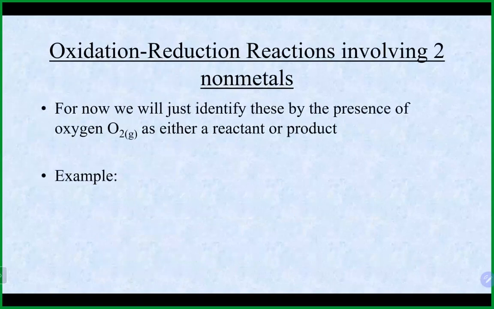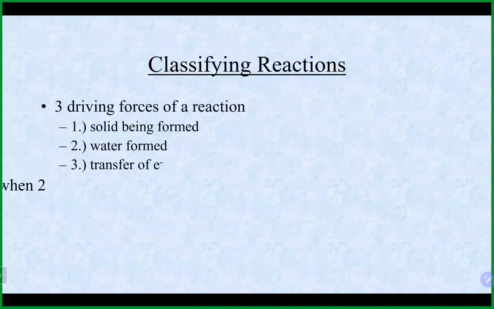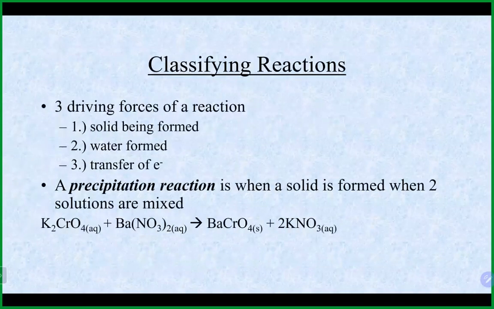We're not going to worry about nonmetals for now. We don't come across too much of it here in regular chemistry. So let's talk about other ways to classify reactions. We have really our two big umbrellas of double displacement and redox reactions. And as we've been talking about throughout this chapter, those are the three reasons why a reaction takes place. We made a solid, we made water, or we transferred some electrons.